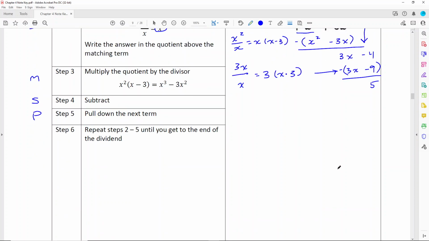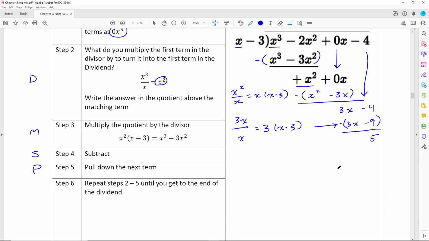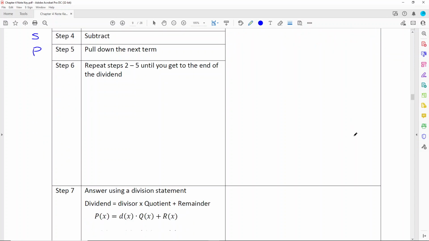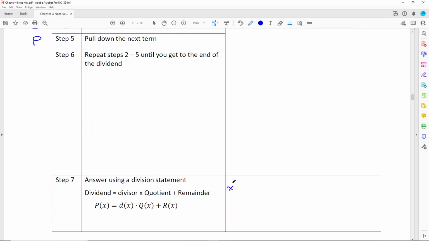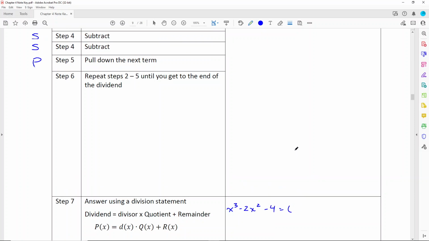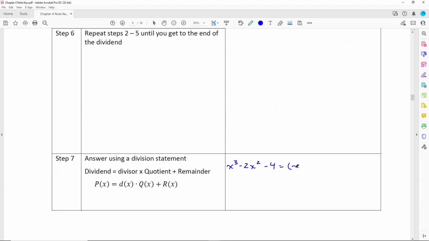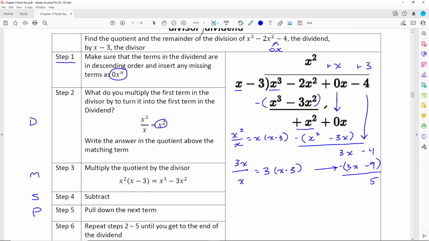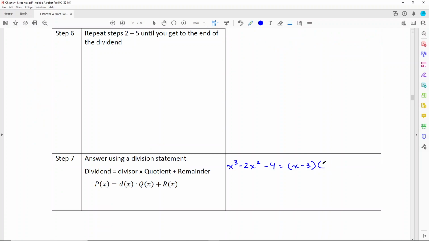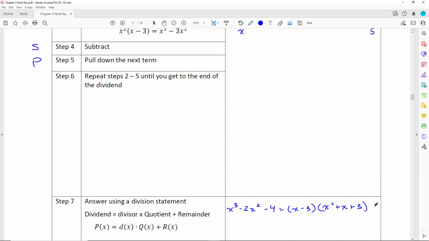So my division statement for this one would be x cubed minus 2x squared minus 4. So x cubed minus 2x squared minus 4 equals your divisor, which was x minus 3, times your quotient, which is x squared plus x plus 3, and then plus the remainder, which we got was 5.